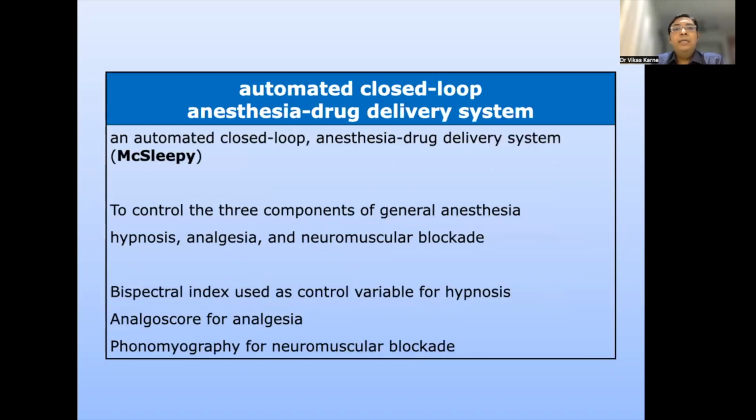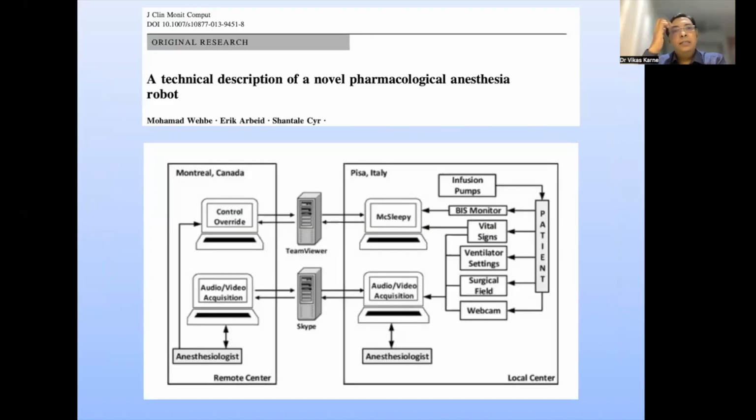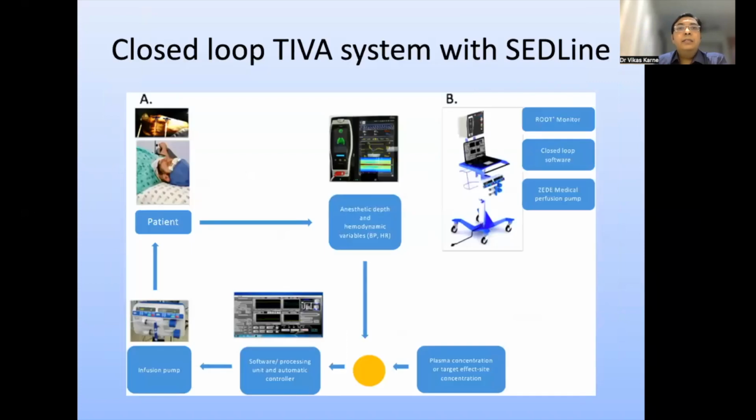So McSleepy is the first automated closed-loop anesthesia drug delivery system, a kind of anesthesia robo. It controls the 3 components of general anesthesia. It uses bispectral index for hypnosis, analgoscore for analgesia, and phonomyography for neuromuscular blockade. Kind of a first robo automated system. This is another robo system, a diagrammatic presentation of the McSleepy. This is a closed loop TIVA system with SedLine.